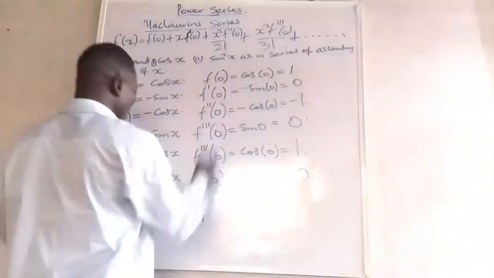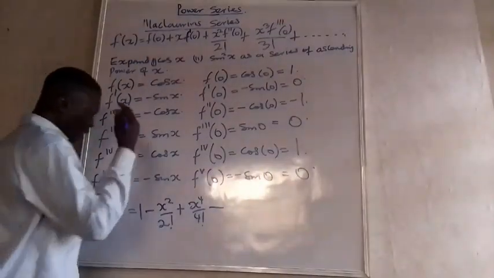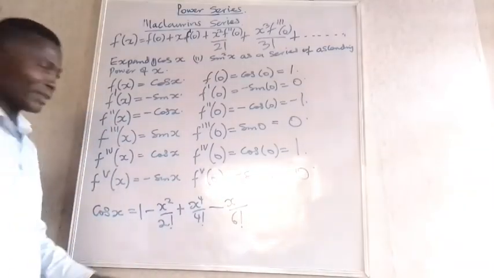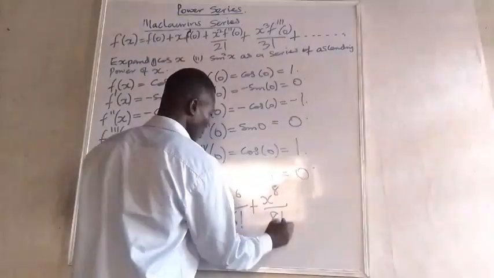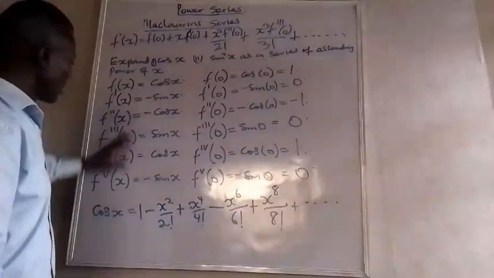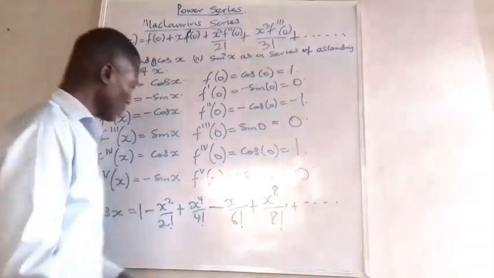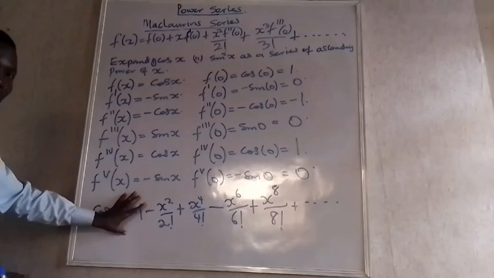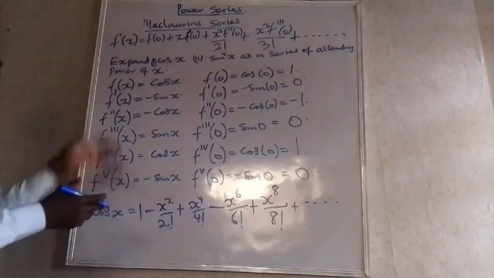So after this, the fifth one will not be there. So the sixth one will be negative. And by reasoning, that will be x raised to the power 6 over 6 factorial. The seventh one will not be there. The eighth one will come. X raised to the power 8 over 8 factorial. You can continue. You can differentiate as many times as possible so that you'll be sure of the expansion you are doing. It makes the job easier and shorter using Maclaurin series. It is a shorter form of working out the power series.